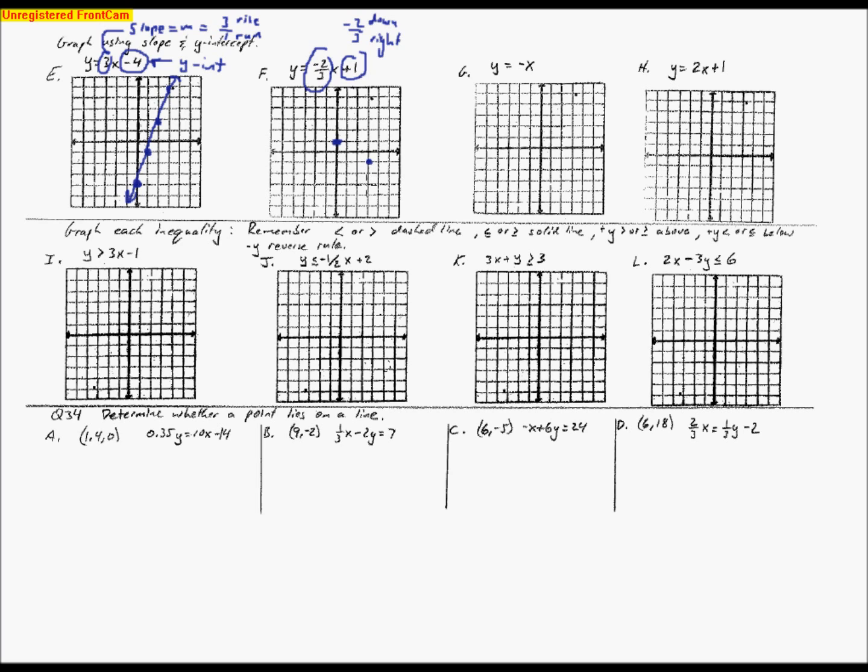Down 2, right 3. We could also go the other way. Could go up 2, left 3. Gets you on that same line. Up 2, left 3. And then you have a bunch of points to be able to draw a line through.